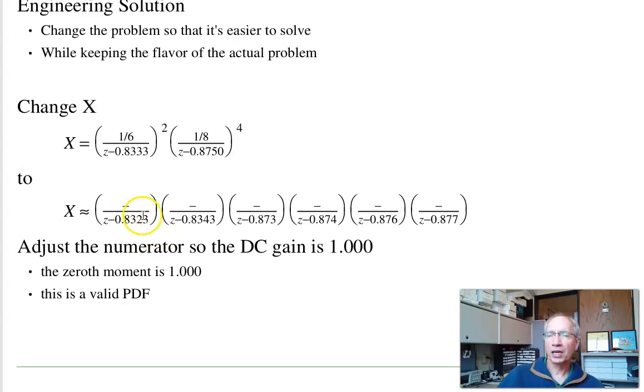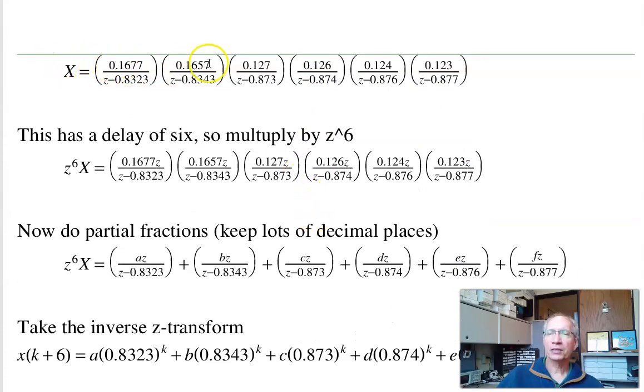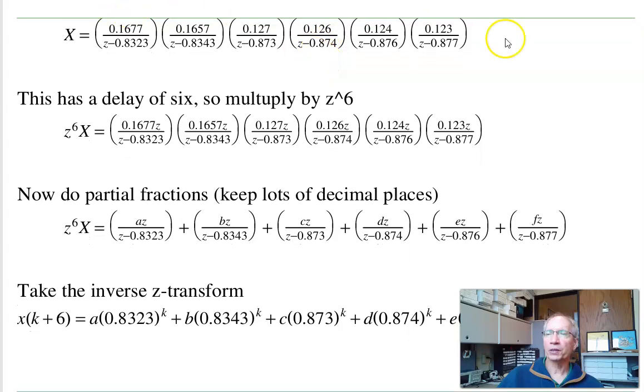With this change, I no longer have repeated roots. I no longer have to worry about that special case of what to do with repeated roots. I can use my partial fraction expansion just like before. The numerator has to be whatever it takes to make this a valid PDF. The 0th moment has to be 1. So doing that, here's the numerator that makes the 0th moment 1.